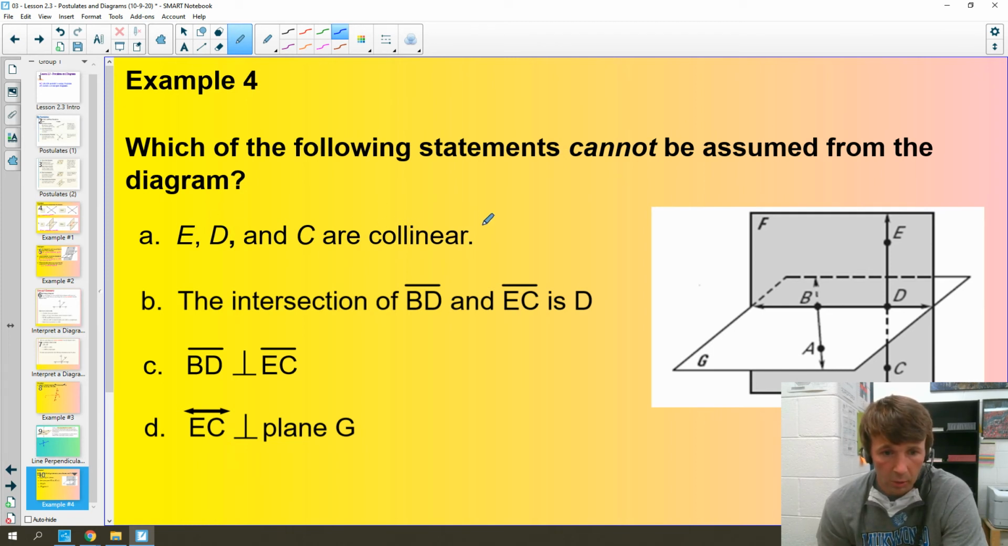So E, D, and C are collinear. Let's find them. Where's point E? It should say points there. Points E, D, and C are collinear. Yeah, that can be assumed. I can see a line passing through. It's passing through E, D, and C.